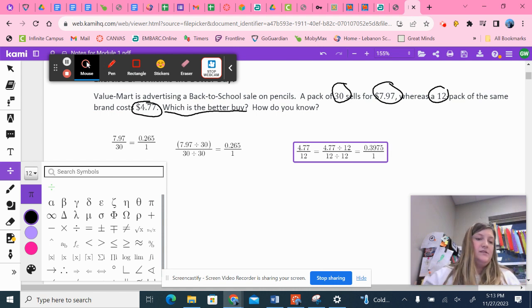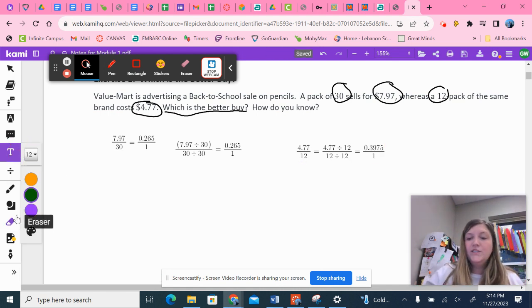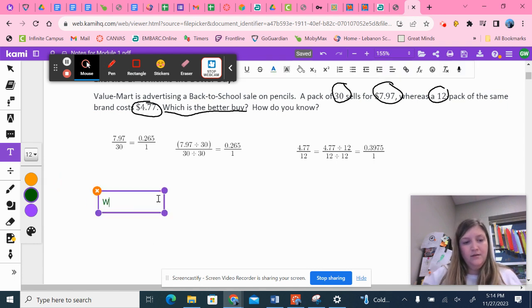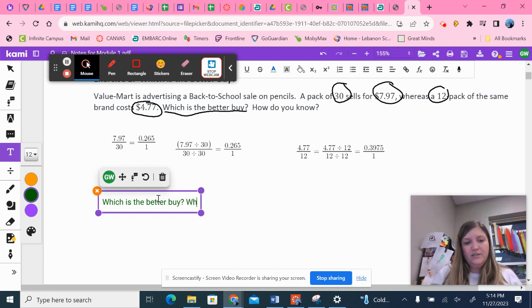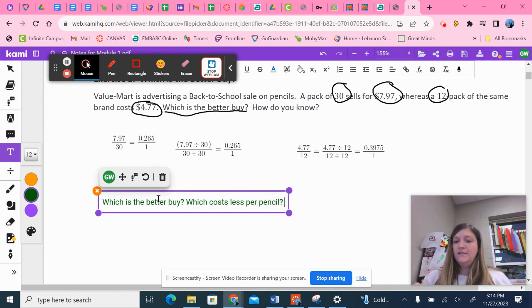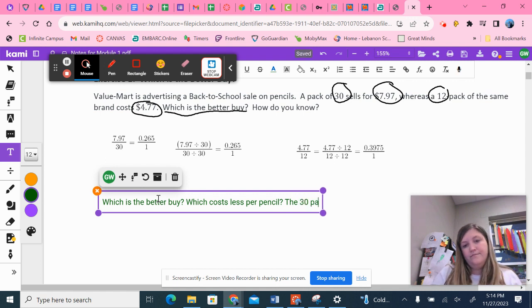So now we have to ask ourselves, which one costs less? Which is the better buy? So which costs less per pencil? So which pencil costs the least? And the answer to that is the 30 pack. Okay? The 30 pack costs less.